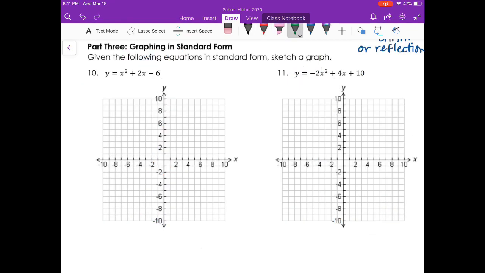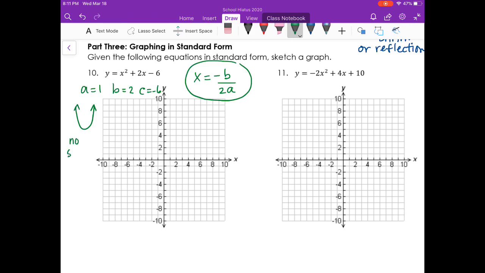Graphing from standard form takes a bit more work. We'll have to find the axis of symmetry using the formula x equals -b over 2a. We'll substitute the values for a, b, and c into this little equation. That will give us the equation for our axis of symmetry and also the x-coordinate of our vertex. Notice that the value of a is 1, so there's no stretch or shrink for this function.